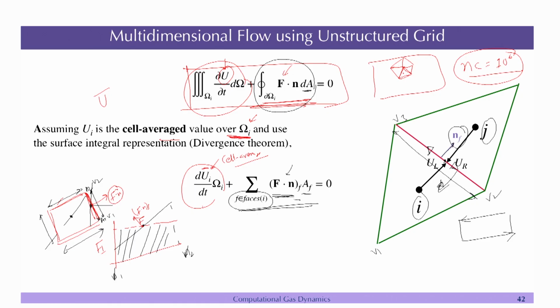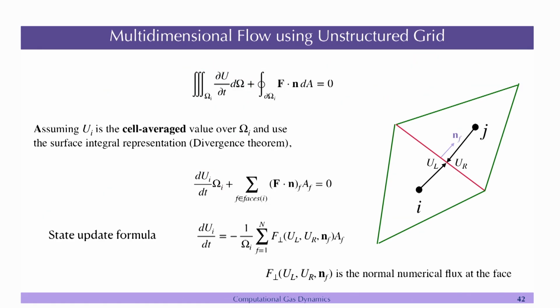So, once you have all these things, we now have the discrete update formula available with us. What all you need to do is calculate this f dot n, we call it f perpendicular or f normal, because this is a normal flux.